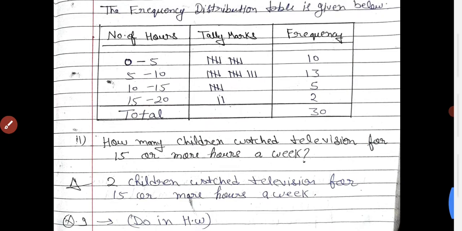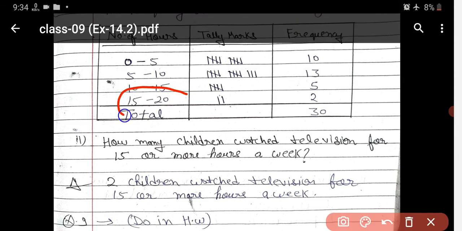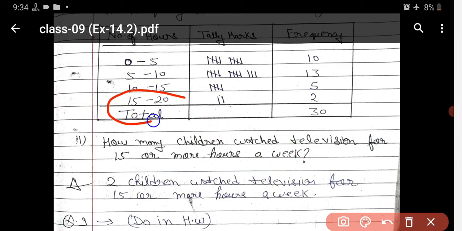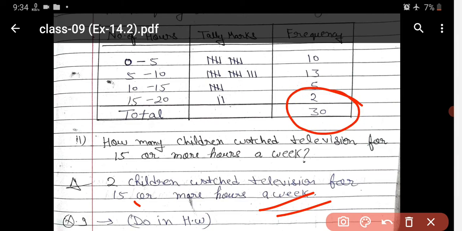Now, how many children watch television for 15 or more hours a week? Will 15 and more hours come here or not? Yes, because it's 15 to 20. So this class interval shows the values of 15 or more than 15, because 15 is there, 16, 17, 18, and 19. These all values are 15 or more. So this class interval tells us. Now how many students are there? Only 2. So 2 children watch television for 15 or more hours a week.